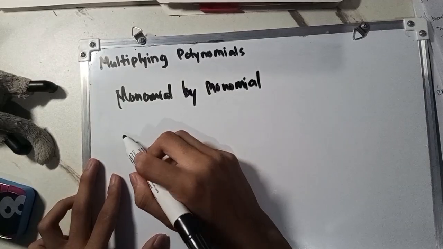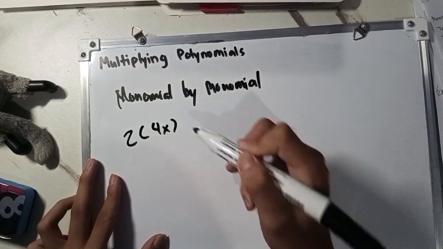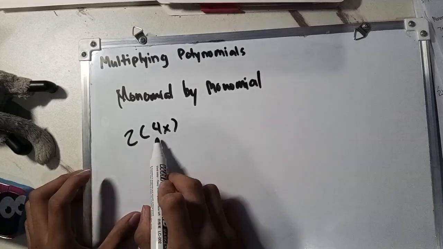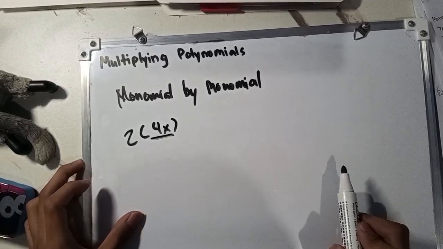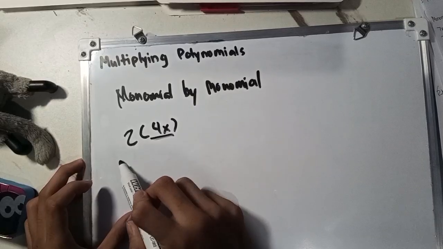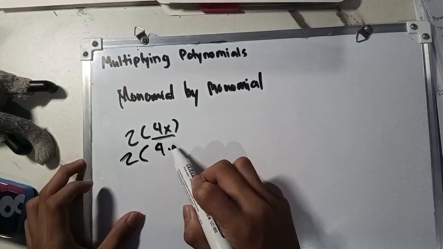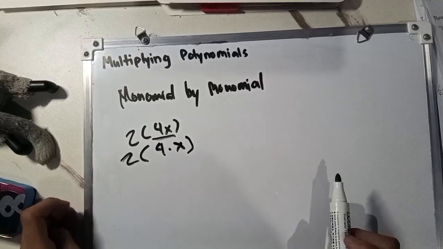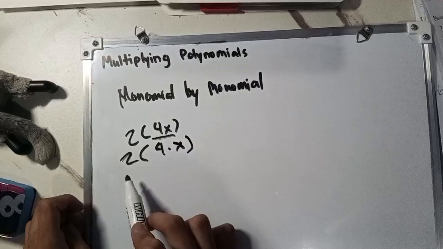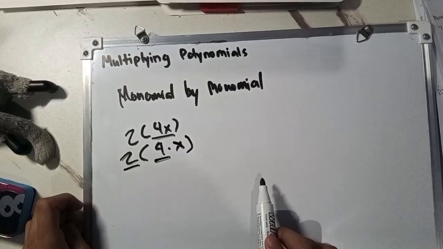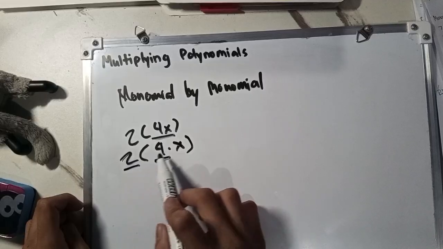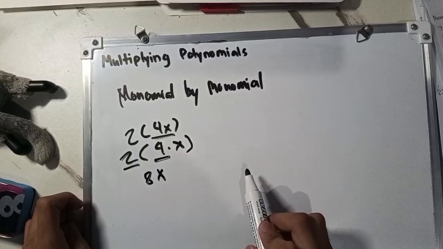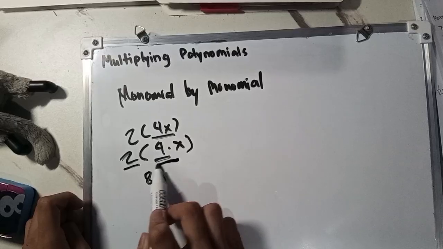Let's say we have 2 times 4x. Now, this variable has 2 factors. If we write it, it has 2 and 4 and x. In this case, we want to combine similar terms, which are 2 and 4. So multiply 2 and 4, we will get 8, then bring down x. So the answer in this case is 8x.